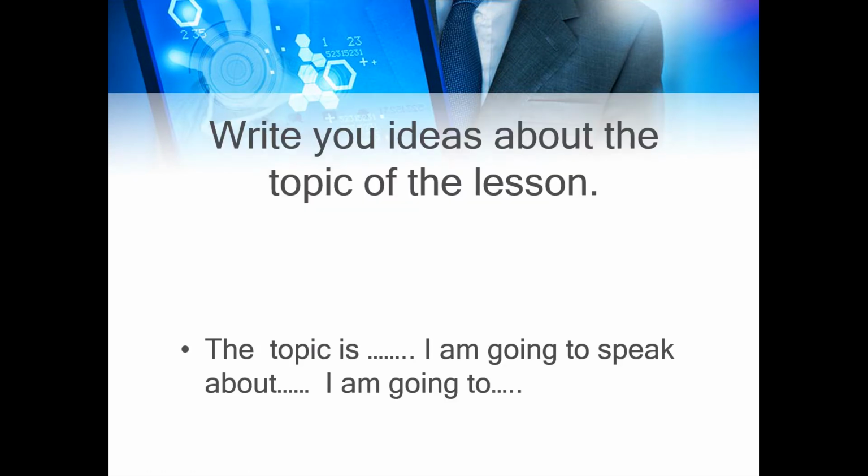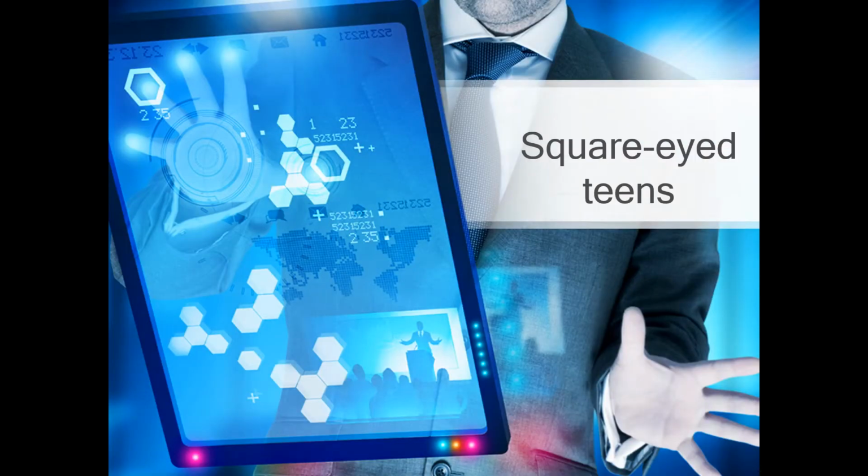Now let's write down your ideas about the topic of the lesson. The beginnings of your sentences are given in this slide. Let's read the topic of our lesson and compare with your ideas. How do you understand square-eyed teens?